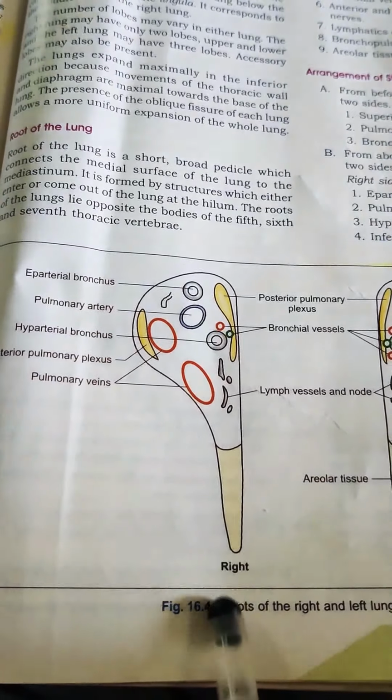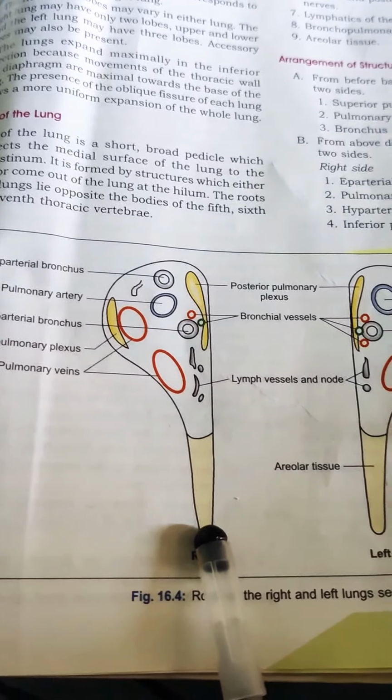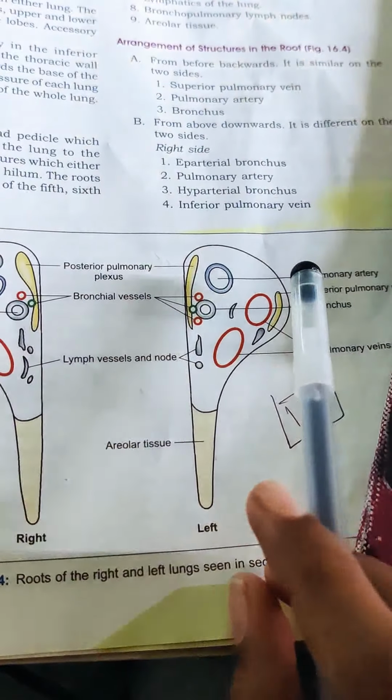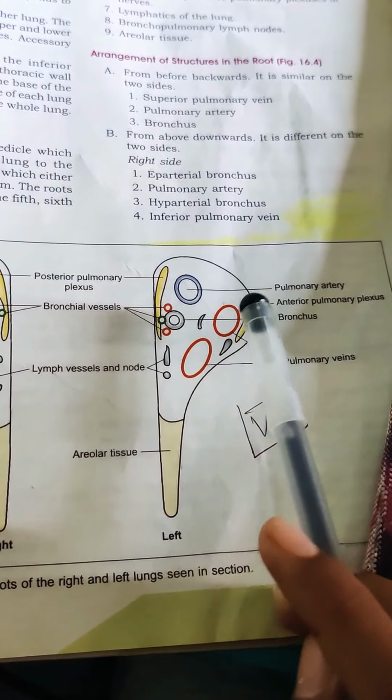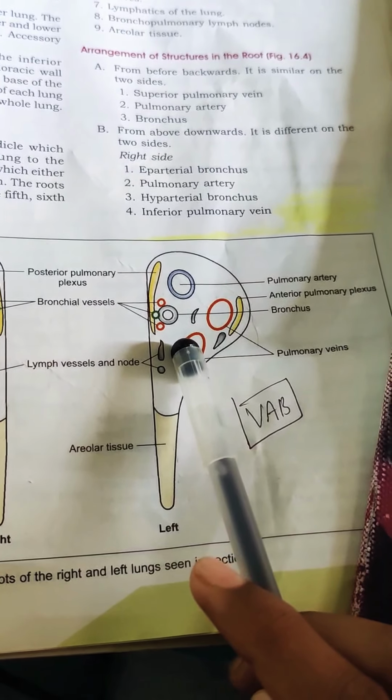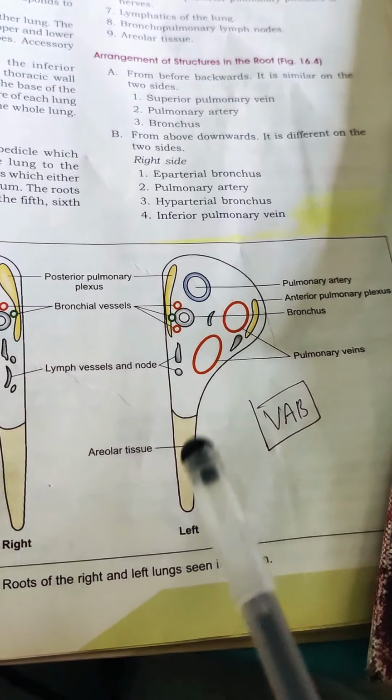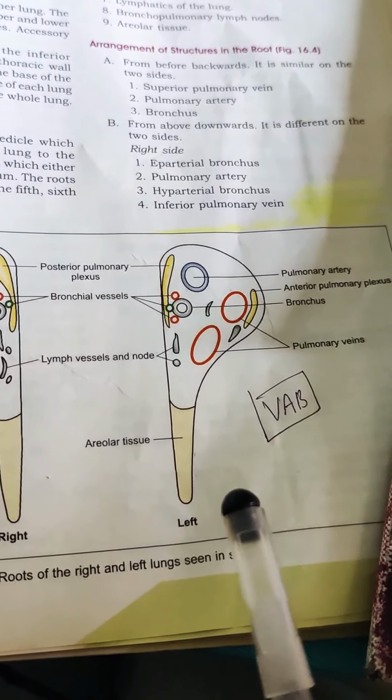So this is the order on the right side, that is from above downwards. The order from above downwards on the left side is: first we will have the pulmonary artery, and after that we will have the bronchus, and next to the bronchus we will have the inferior pulmonary vein. So this is the order of arrangement from above downward in the root of especially the left lung.